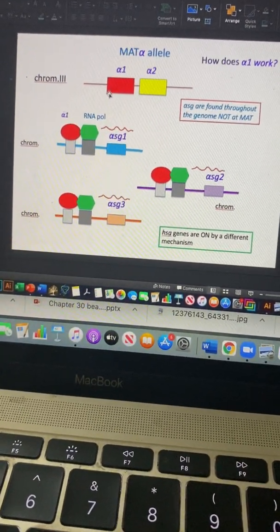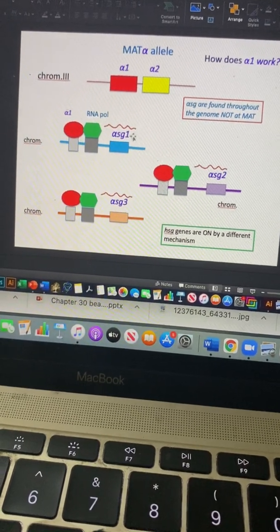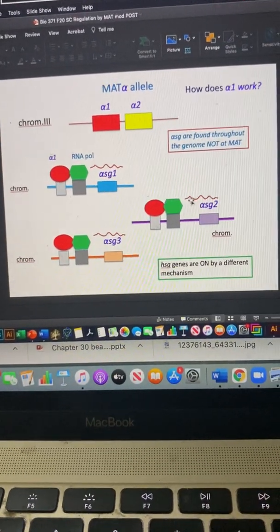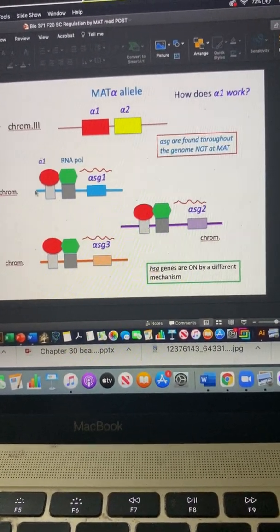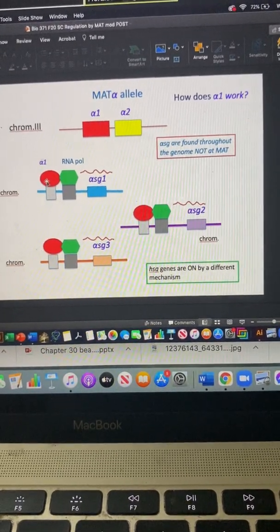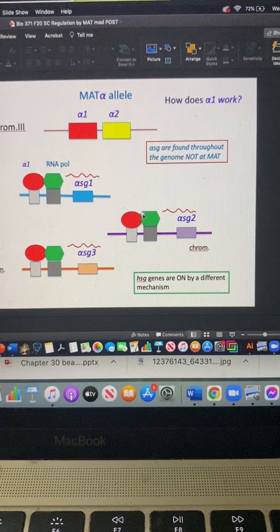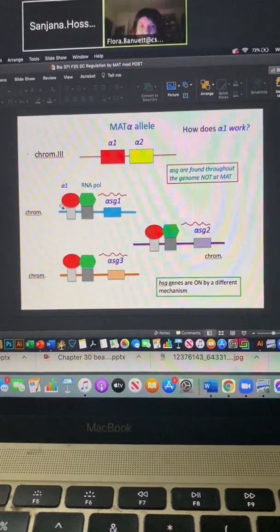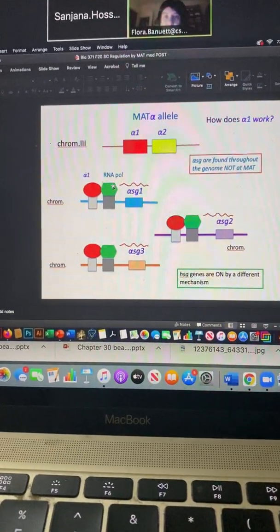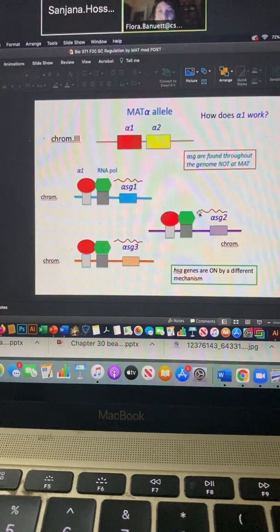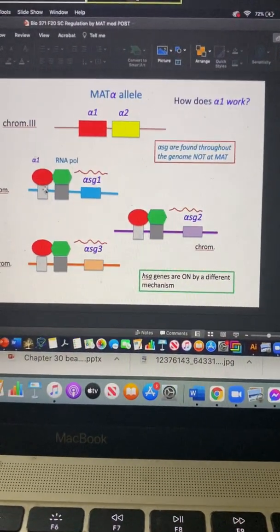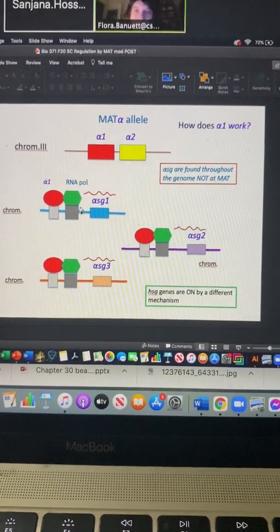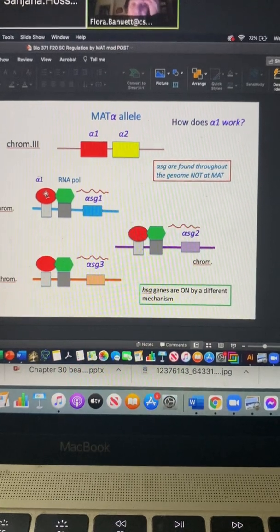So alpha 1 binds to a site. Here, alpha specific genes means there are alpha specific genes 1 and 2 and 3, and they are located on different chromosomes. They are not at the MAT locus, they are somewhere in the genome. The product of this gene is the alpha 1 protein that binds here and helps RNA polymerase transcribe these genes. If you do not have alpha 1, you do not transcribe these genes. RNA polymerase needs alpha 1 for that.